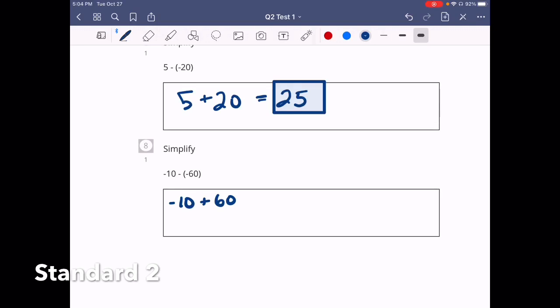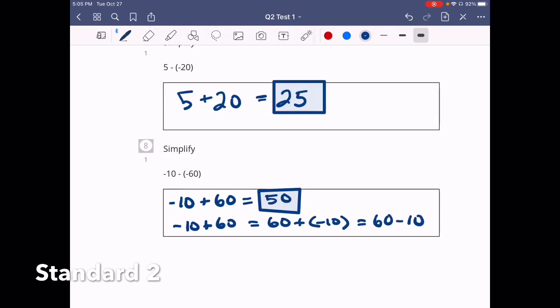Again, I like to think of the tiles. So I have 10 negative tiles and 60 positive tiles. I'm going to make 10 different zero pairs, and I'll be left with 50 positives. Maybe you can also rewrite this as negative 10 plus 60 because I can change the order in an addition problem. This equals 60 plus negative 10. And we already discussed earlier that adding a negative is the same as subtracting. So we just have 60 minus 10, which, as we all know, is 50.